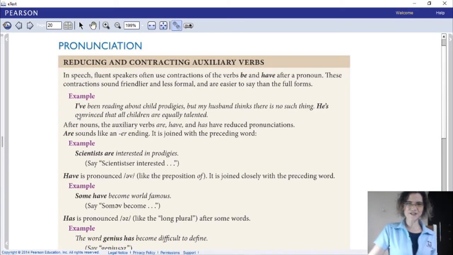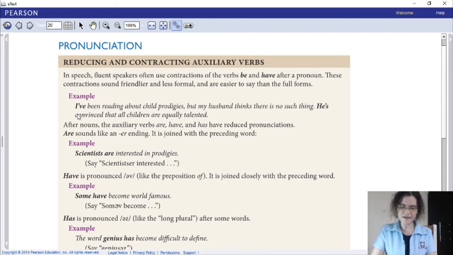Awesome. Now that brings us to pronunciation, how we pronounce things and say things. It can be to reduce and to contract auxiliary verbs. Now, what are auxiliary verbs? Those are the verbs that we can also refer to as helping verbs. They help to make a sentence complete so it makes sense.